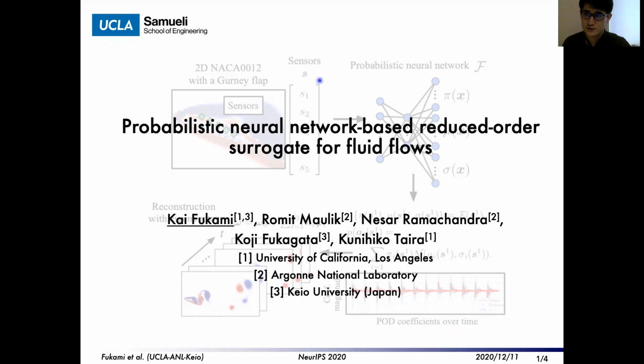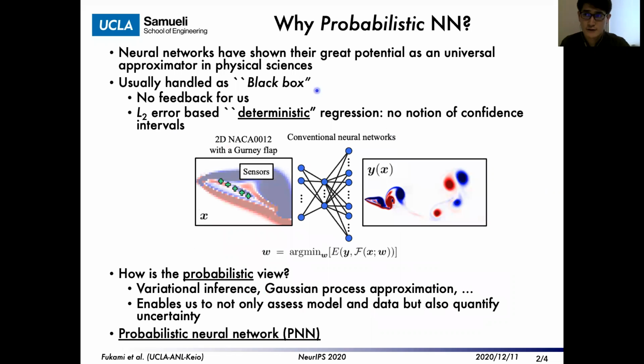I'm Fukami from UCLA. Today let me introduce the use of probabilistic neural networks for reduced order modeling of fluid flows, which can be regarded as an example of high-dimensional complex nonlinear systems. As you know, neural networks have shown great potential as universal approximators in physical sciences. But usually these neural networks have been handled as a black box, which means it is relatively tough to get feedback from inside the neural networks.